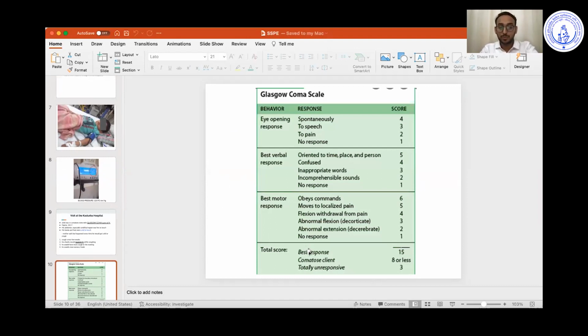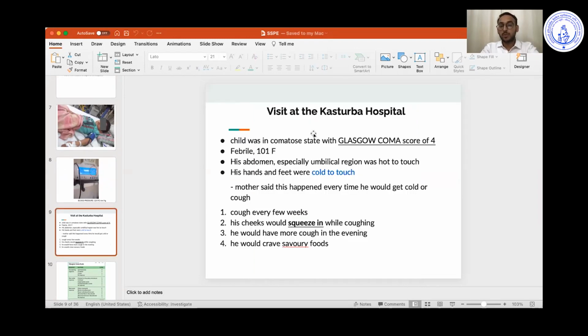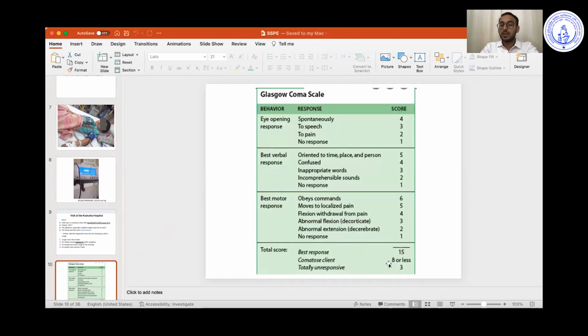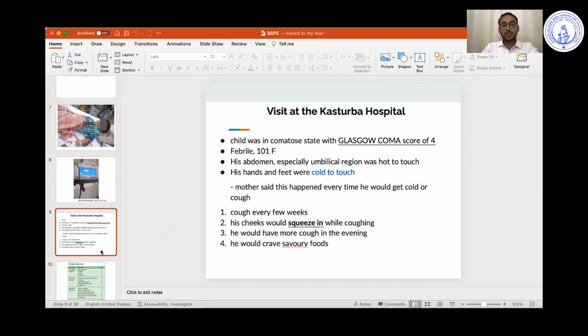You can see in this picture, when we say it is a comatose client, it should be 8 or less. And when we say it is totally unresponsive, the score is 3. Remember, the score of our patient was 4. So according to this chart, it comes nearly to an unresponsive situation. So we continued the examination further.